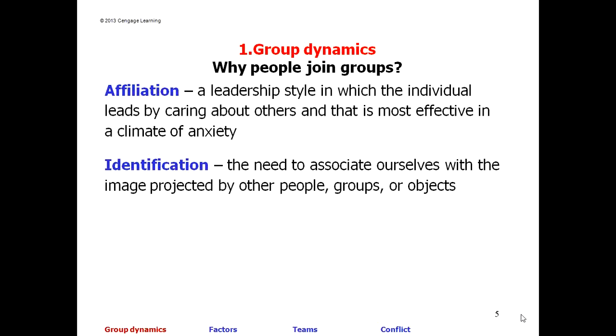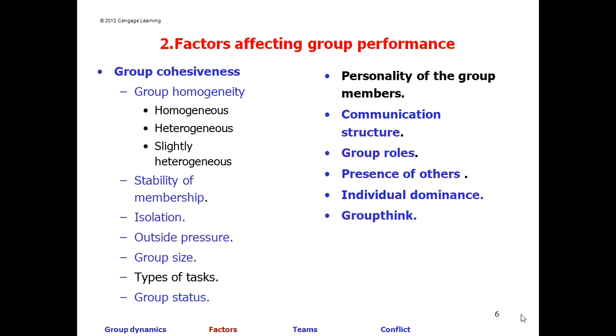Group dynamics is why people join a group, because of affiliation and identification. We have already seen this in leadership style also, in which the individual leads by caring about others, and that is most effective in a climate of anxiety. And identification is the need to associate ourselves with the image projected by other people or objects, and that is how they come to a particular response for one another.